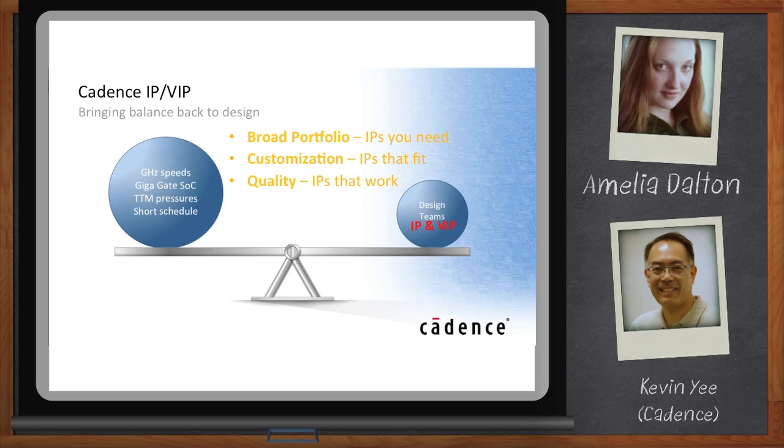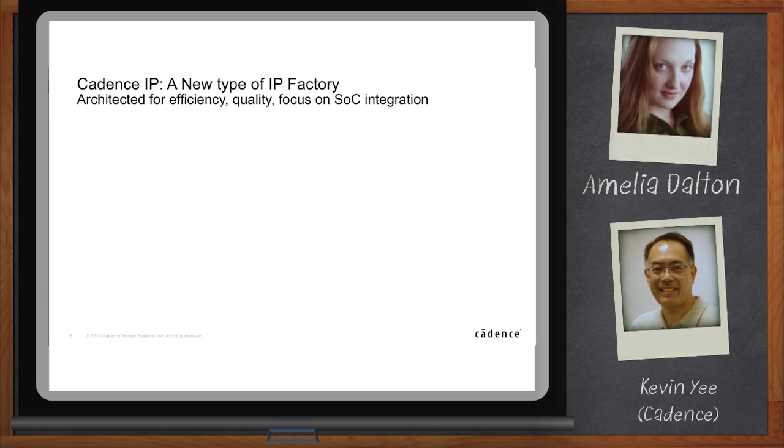Okay. So I've always been a bit skeptical about using third-party IP in my design. You kind of never know what you're going to get. How is Cadence's approach different? That's the big focus for Cadence right now, to really introduce a new type of IP, what we call IP Factory. Okay. And we call it IP Factory because what we want to do is really do it different than the way it's been done. We want to architect for efficiency, quality, focus on integration, and integration is a big issue right now.